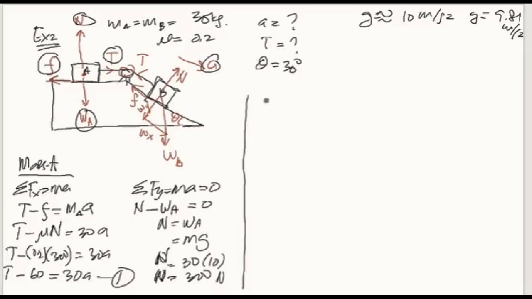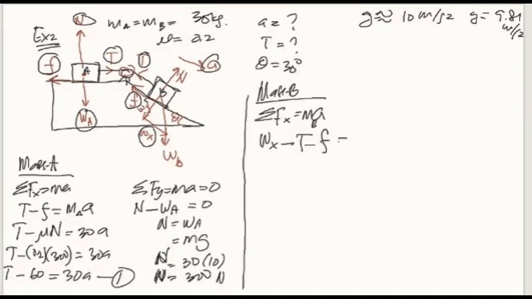Okay. For mass B. So mass B. Summation of all forces acting on Fx equivalent to MA. MB A. Okay. So forces here, Wx and T. So Wx minus T. Next one, another one is the friction here. So minus F equivalent to MB, MB is 30 times A. So A here is equal to A here. Okay, the acceleration is the same.